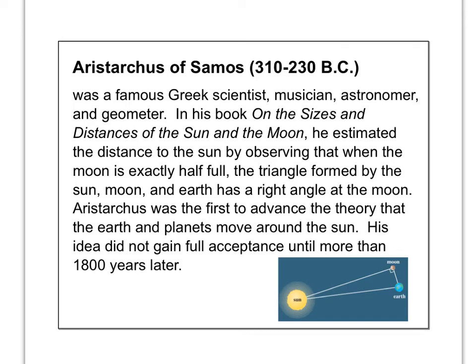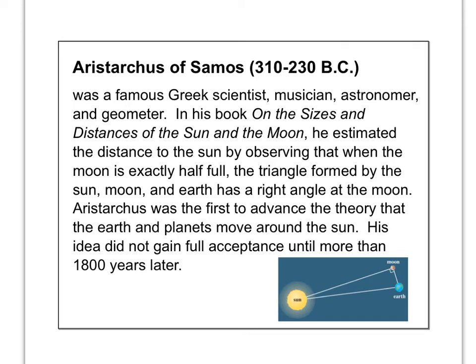Again, excuse my pronunciation here, but Aristarchus of Samos was a famous Greek scientist, musician, astronomer, and geometer. In his book on the sizes and distances of the sun and the moon, he estimated the distance to the sun by observing that when the moon is exactly half full, the triangle formed by the sun, the moon, and the earth is a right triangle at the moon. And so he used trigonometry to start calculating those crazy distances way back around 310 BC.